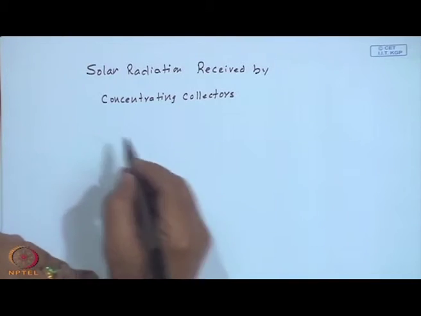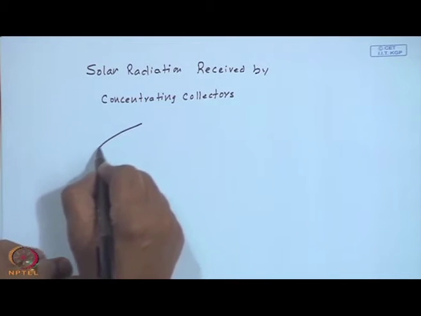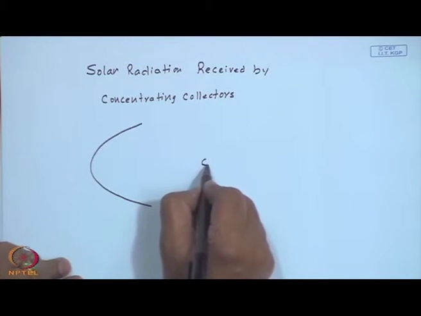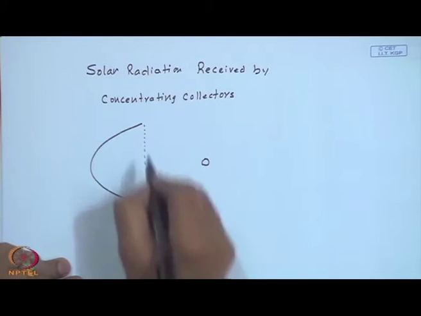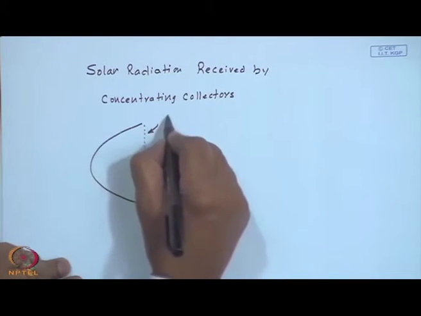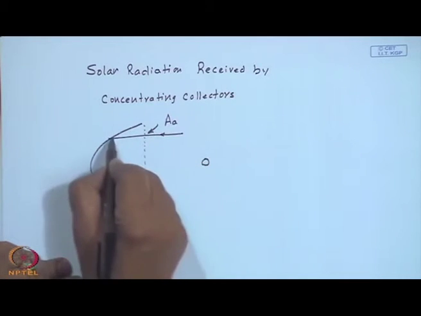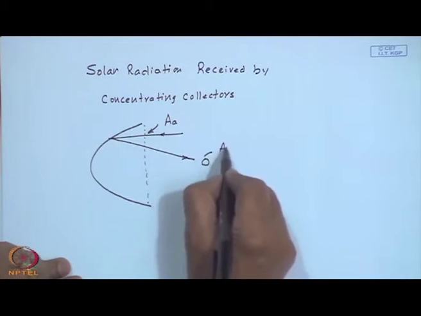So, to get back, this is a parabolic reflector of aperture area AA reflected onto the receiver of receiver area AR.